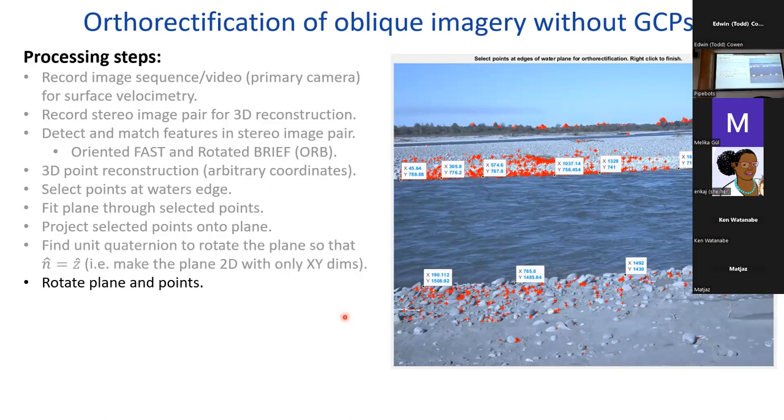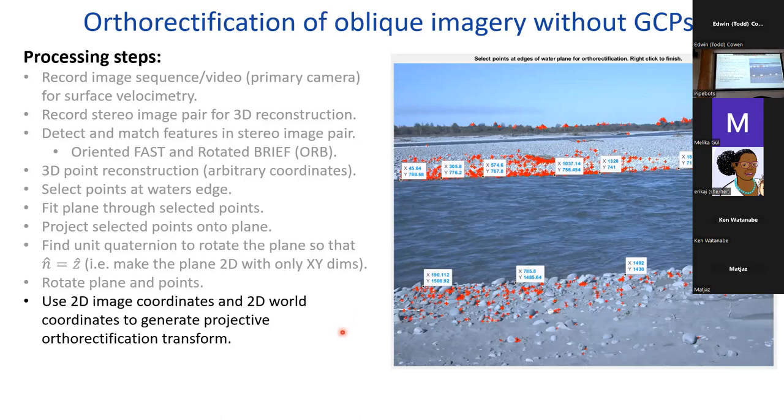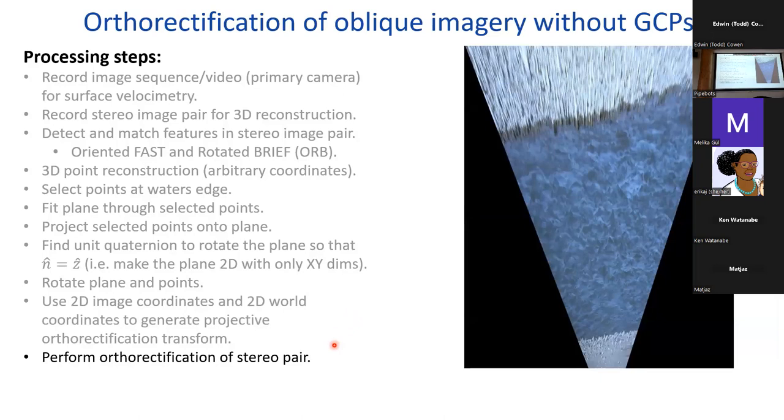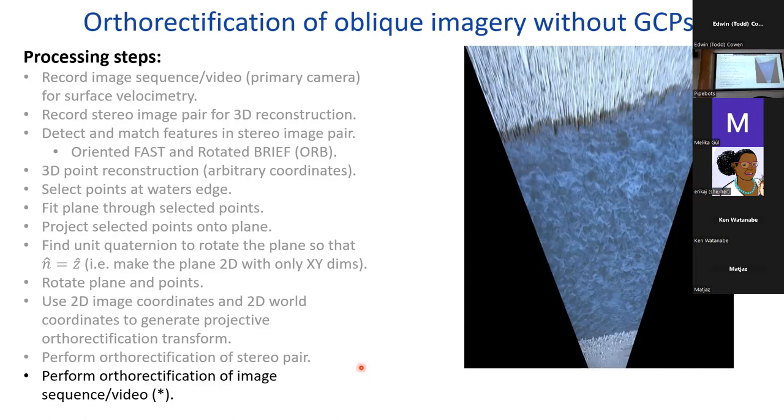Then we use that quaternion to rotate the plane and points. And then we use the 2D image coordinates of the points and the 2D world coordinates of the points from the 3D stereoscopic reconstruction to generate a projective orthorectification transform. And we then use that transform to perform orthorectification on the stereo pair, or the stereo images. And that's shown here.